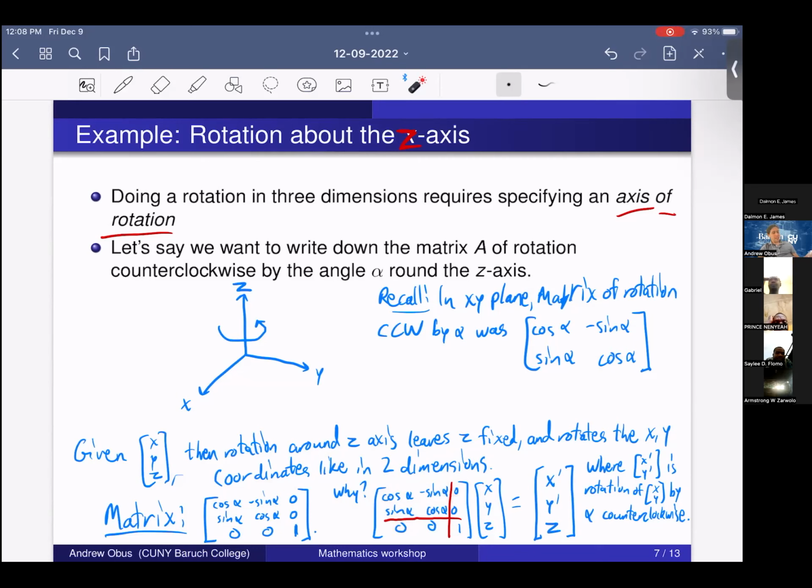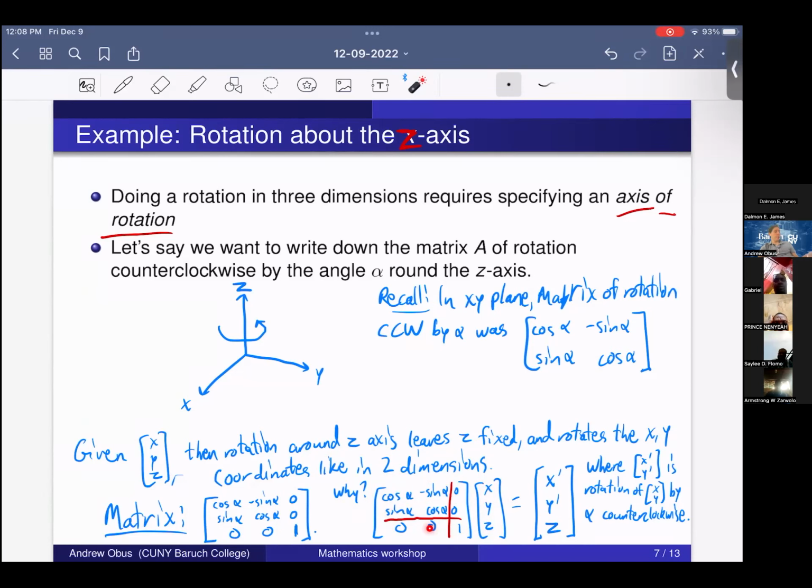What this matrix basically does is that it treats x and y separately from how it treats z. And so it rotates x and y by an angle theta counterclockwise, and z it leaves fixed. It doesn't do anything to the z. And the point is, this upper left-hand corner is acting on the x and the y, and this lower right-hand corner, this 1 over here, is acting on the z. And that's not going to change anything.